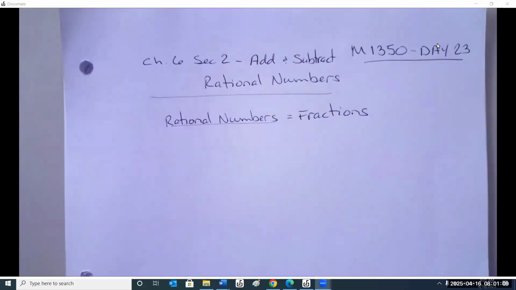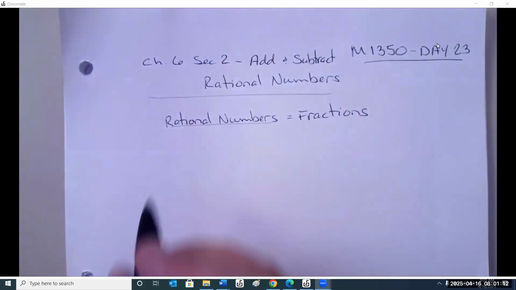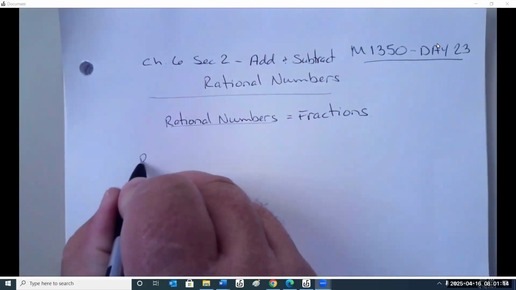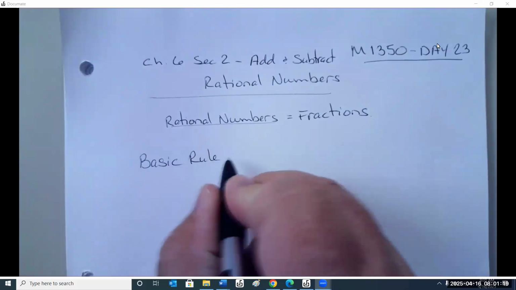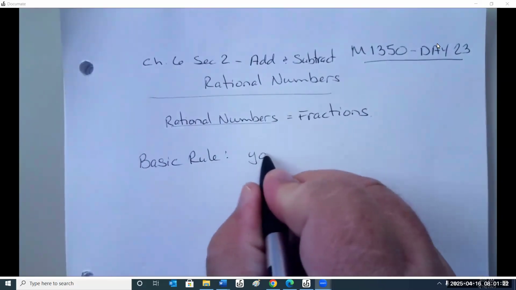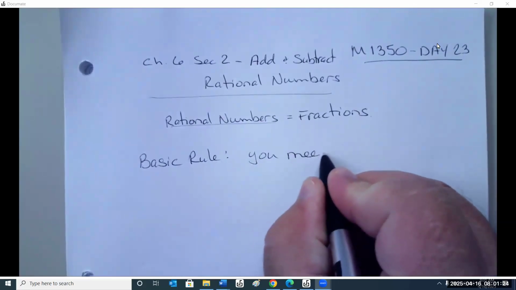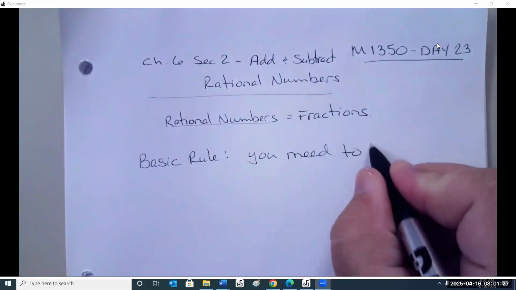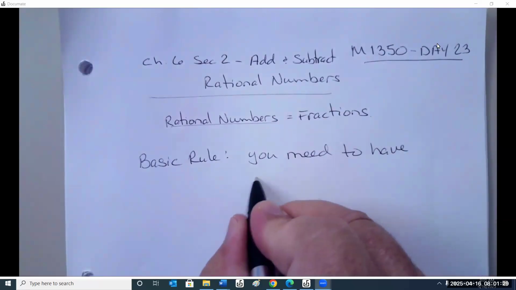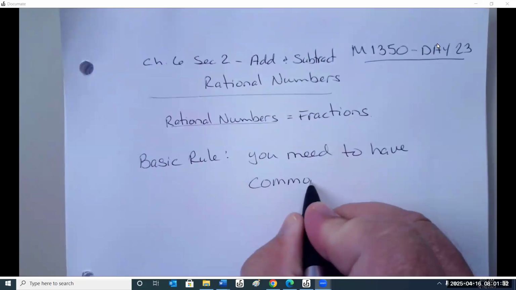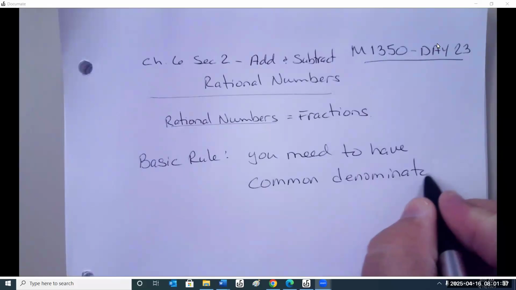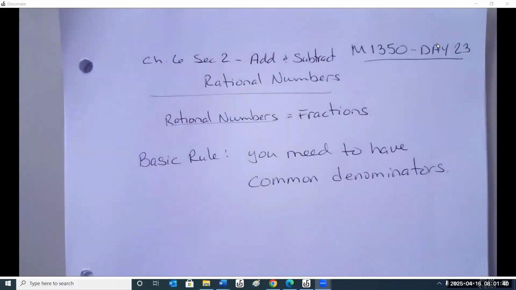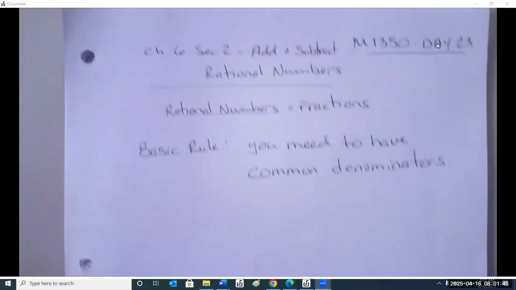In the overall scheme of things, the basic rule we have to follow is you need to have common denominators. That's the bottom line before we do anything with addition and subtraction.